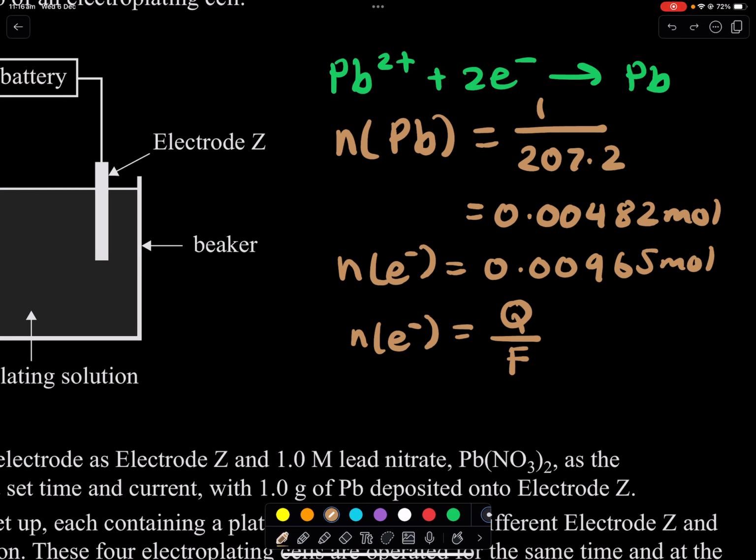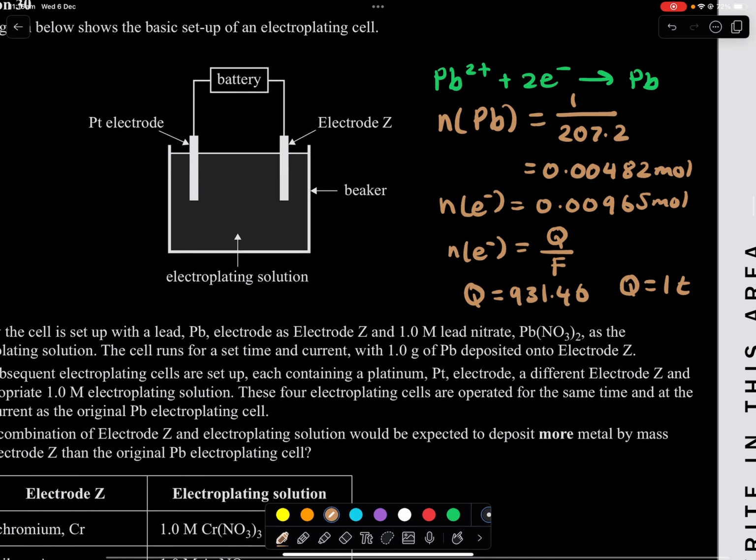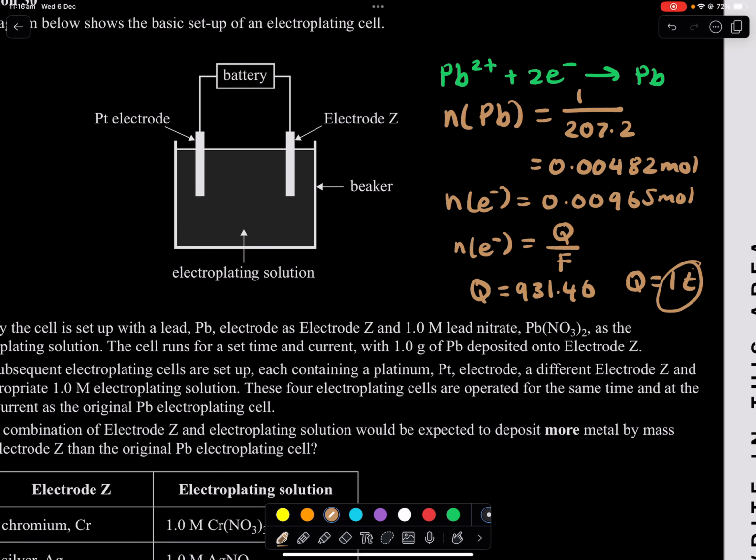965, so 9 times 96,500. So we get the charge to be 931.46. And remember, charge is equal to the current times time. But wait, the current times time are the same for all the reactions. So the charge is the same. So we can use the same charge for all of them.